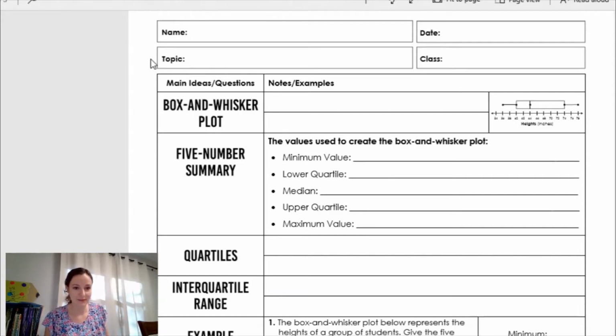So today we're going to be doing the very last lesson. Here it is. And so today we're going to complete lesson 10. Today we're going to be talking about box and whisker plots. And a box and whisker plot is a way to organize data into four groups or four sections called quartiles.